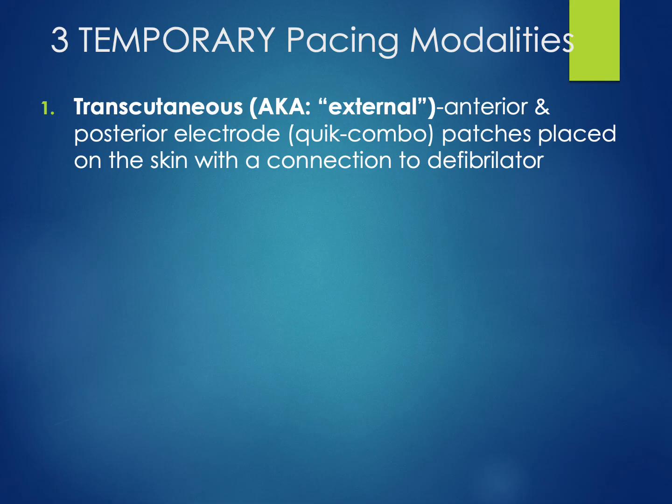Now, we've determined that anyone with symptomatic bradycardia might need pacing. Now, how do we pace a patient? How do we send that little electrical jolt to their heart at that set rate of 80, 90, sometimes 100 beats per minute? How do we pretend to be an SA node in a sense?